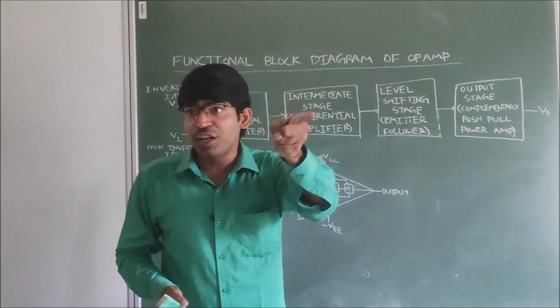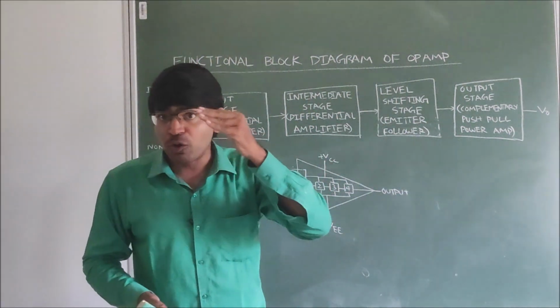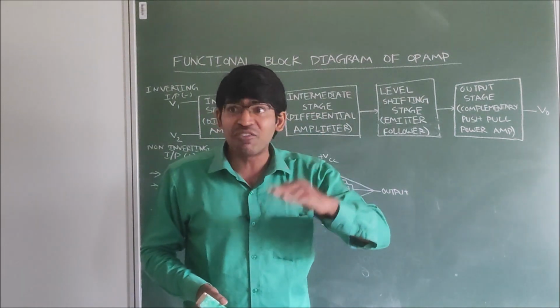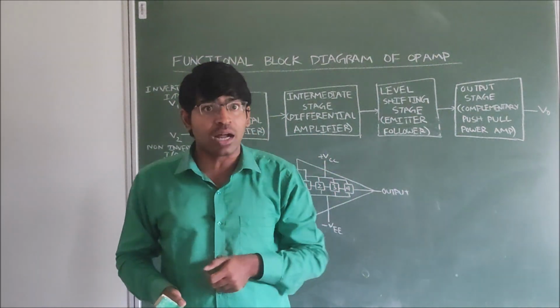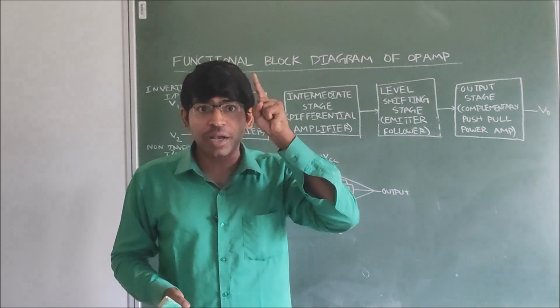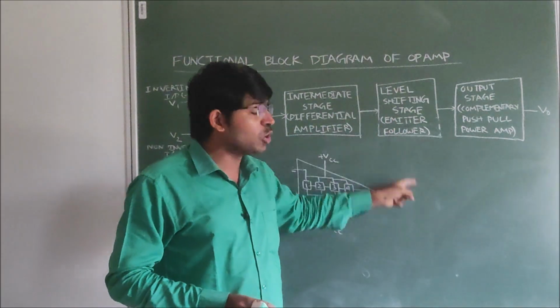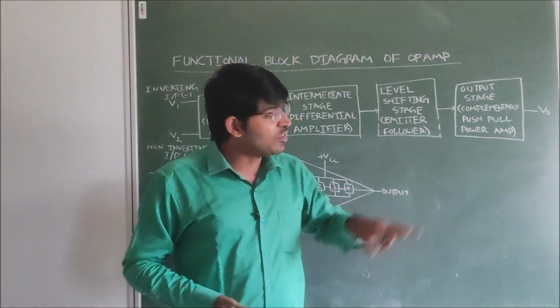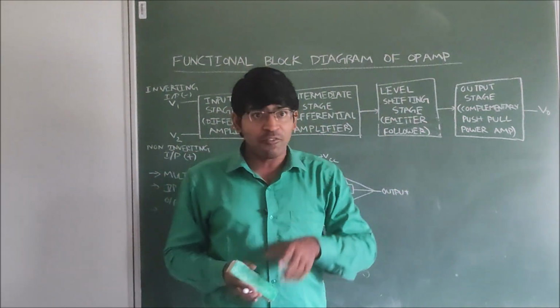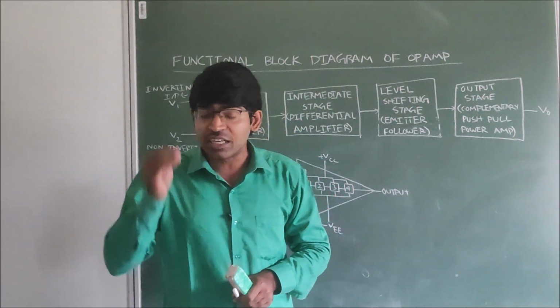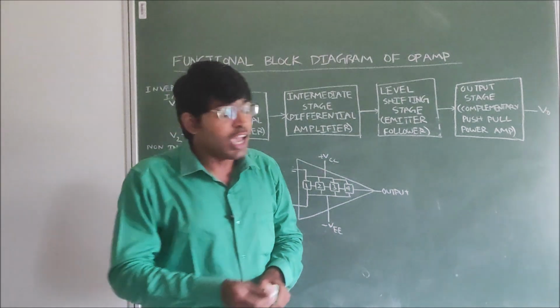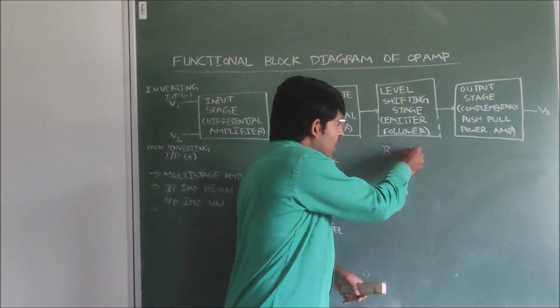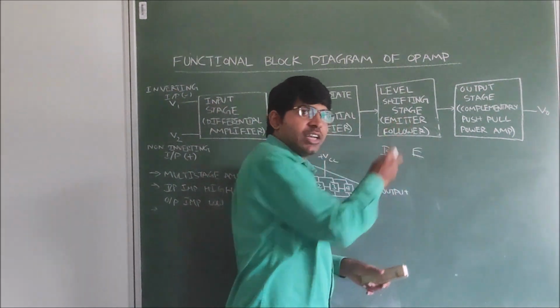But before we feed to the power amplifier, we have to check whether the DC level is correctly positioned or not. That DC level should be correctly positioned. For that we use a level shifting stage, which is an emitter follower amplifier. The transistor is connected in common collector configuration. Input we give at the base terminal and the output we get at the emitter terminal.